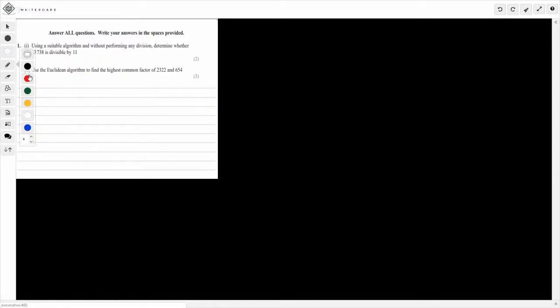Hey guys, so today we're looking at the June 2018 Further Pure Maths 2 paper, and we're looking at number theory for this question. We've got to find for part A whether this number here, 23,738, is divisible by 11, and then for part B we've got to use the Euclidean algorithm to find the highest common factor of these two numbers for 3 marks. It's quite a nice introduction to the paper.